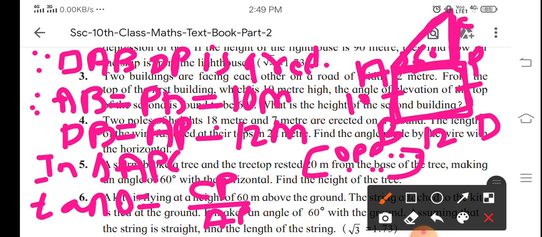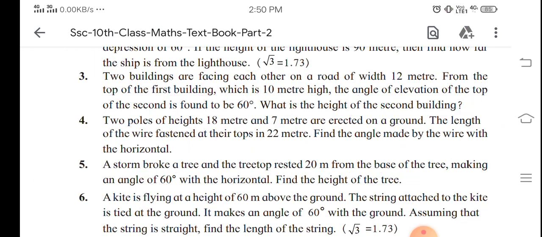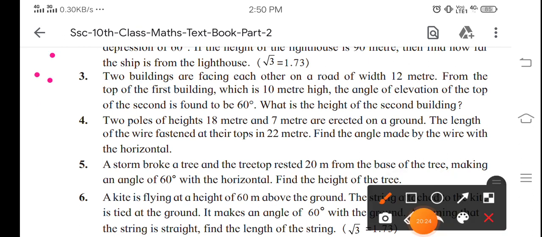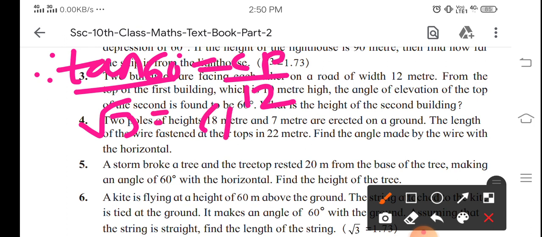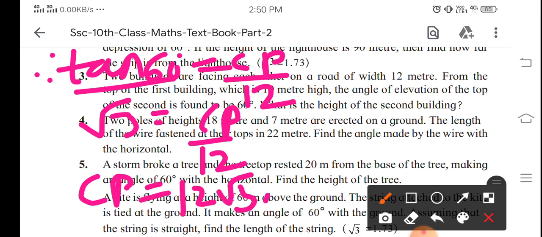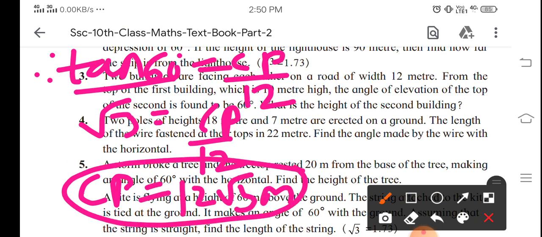So now in the next step, tan 60 is equal to CP upon BD, and they have given BD as 12. I told you tan 60 is root 3, so root 3 is CP upon 12. So you will get CP is equal to 12 root 3. This is the value of CP.